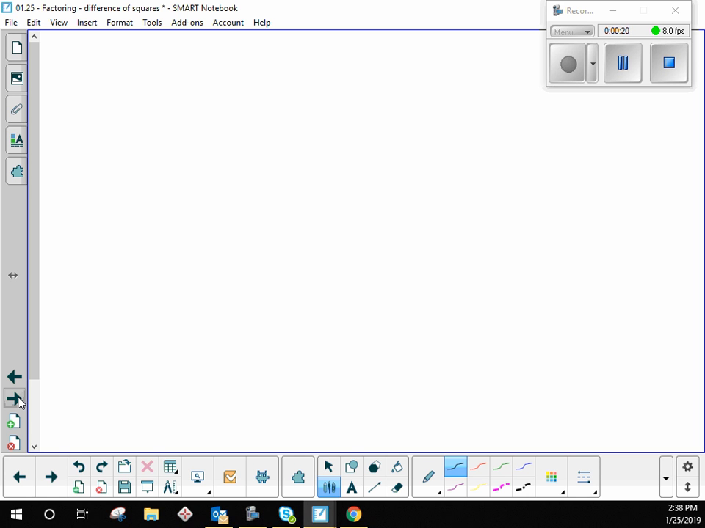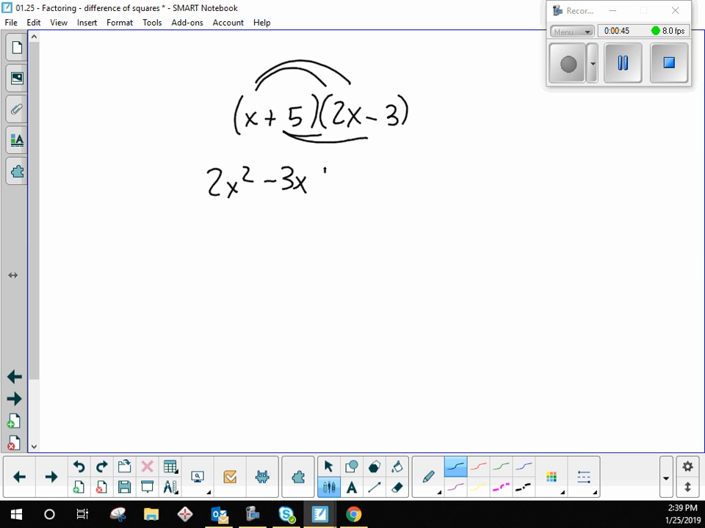I'm actually going to start with a simple FOIL or double distributive property problem. Let's say I have this, okay? And I'm going to multiply those out. I would distribute the x through, and I would get 2x squared minus 3x, right? And then I would distribute the 5, and I would get plus 10x minus 15. What would be my next step after here?